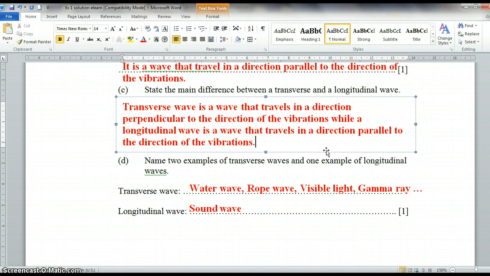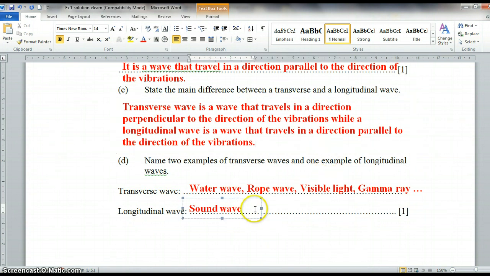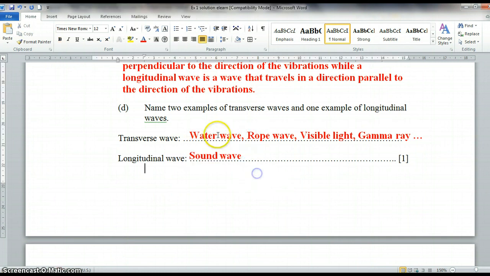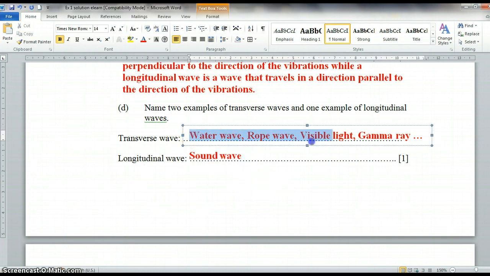Name 2 examples of transverse waves and 1 example of longitudinal wave. Quite obviously, for longitudinal wave, the only one is sound wave. Nothing else. For transverse wave, there are many that we can write. If you have done the next module on the EM spectrum, there is a whole list of transverse waves: visible light, infrared, gamma ray, X-ray, ultraviolet, and so on. Well, there are more than this.